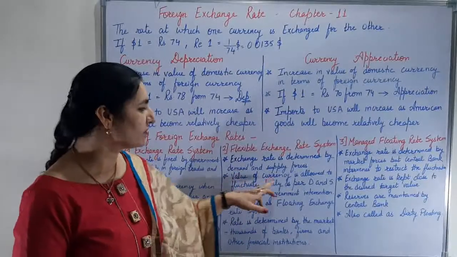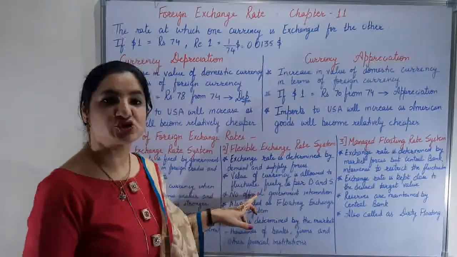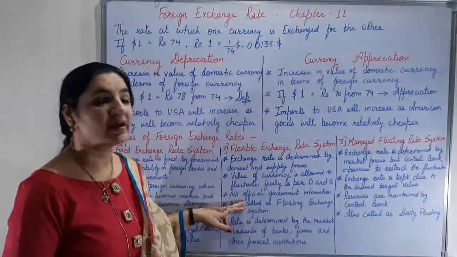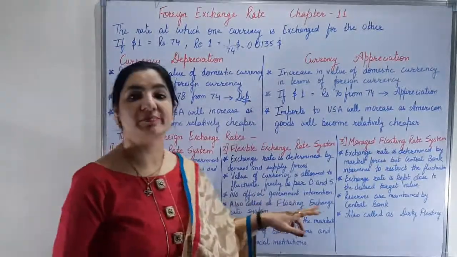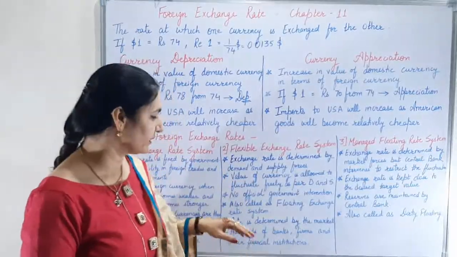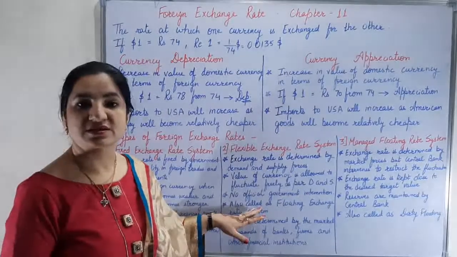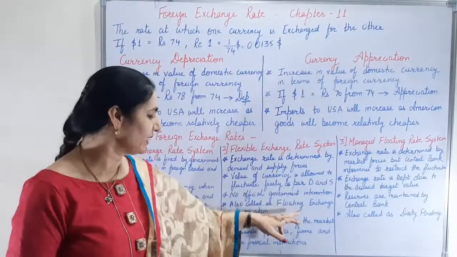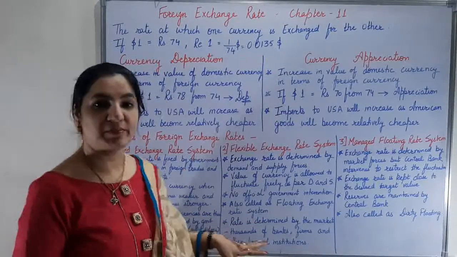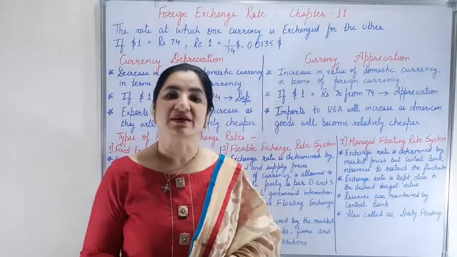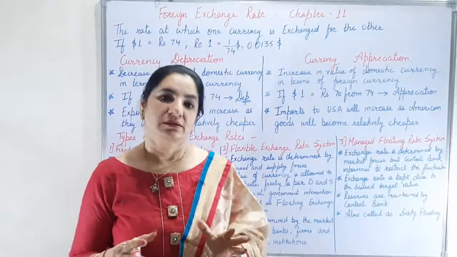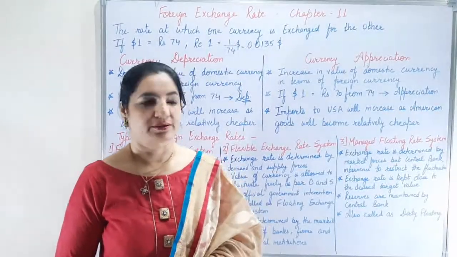The value of currency is allowed to fluctuate freely as per demand and supply forces, and there is no official government intervention. It is allowed to float in the market. This is the reason this system is also called the floating exchange rate system. The rate is determined by the market, where many banks, financial institutions, and firms are in contact with each other.